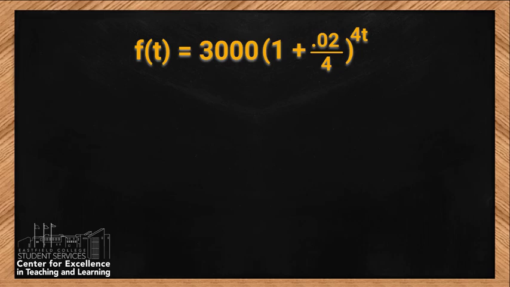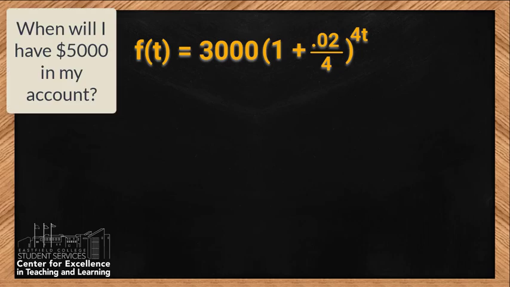And here's our function that talks about how much money we're going to have in our account after a certain amount of time. Earlier we asked the question, how much money will you have in 4 years? That's all well and good, but sometimes you want to know how long it will take you to get a certain amount of money. Maybe you're saving for retirement and you want to know how long it will take to get to a certain point. Well, you might say, when will I have $5,000 in my account?